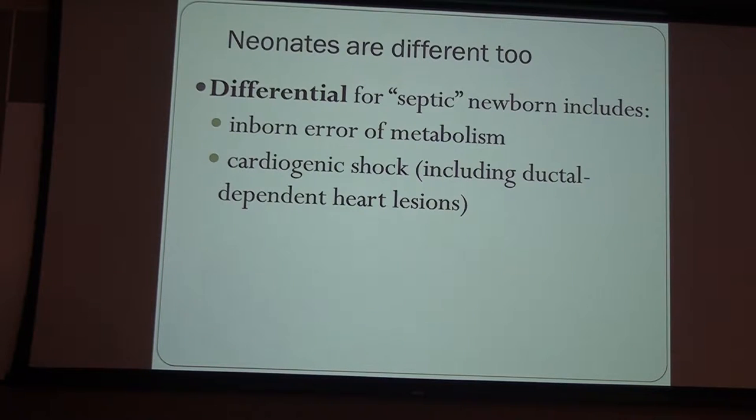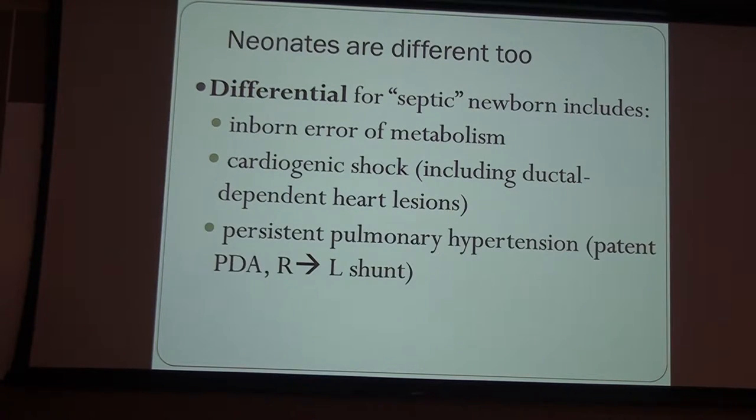Critical coarctation, a transposition that needs the PDA to actually give oxygenated blood, or a hypoplastic left heart where you need your PDA to deliver any systemic blood flow. You need your PDA and your right heart to deliver that. So in your poorly perfused neonate, think about cardiogenic shock. So there's a little error in your slide.